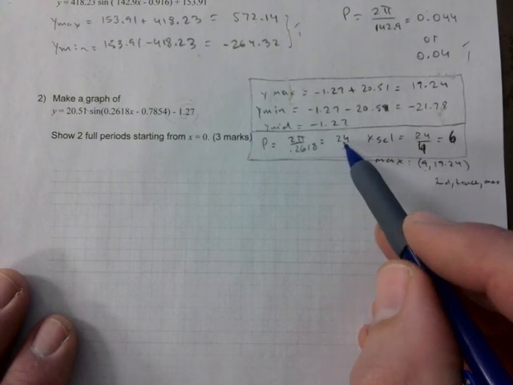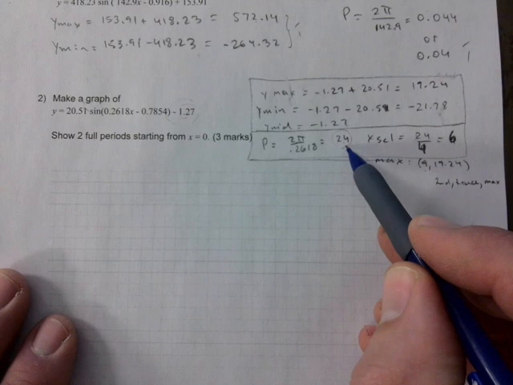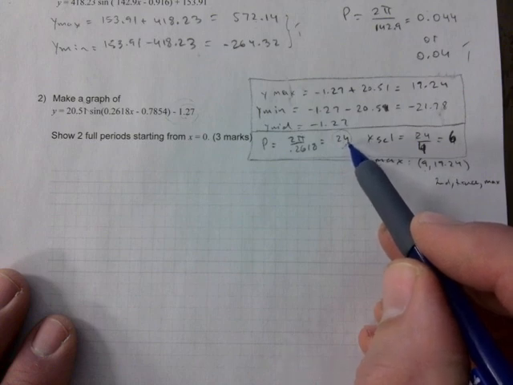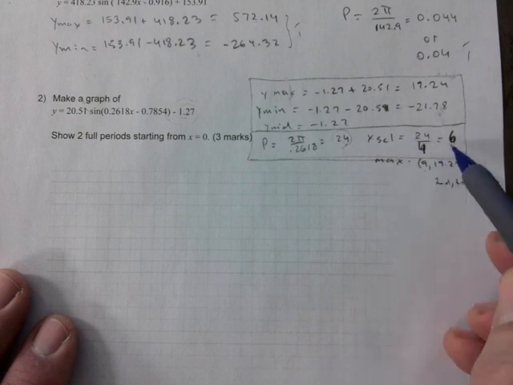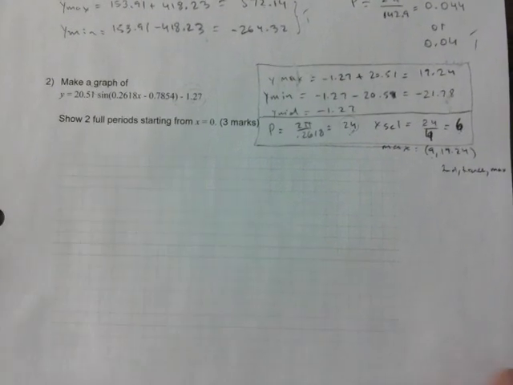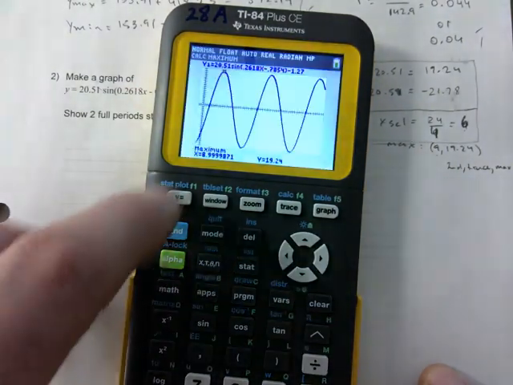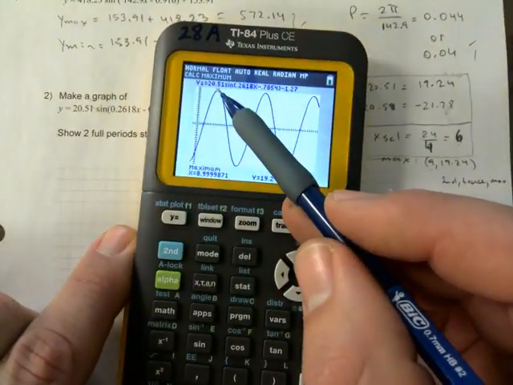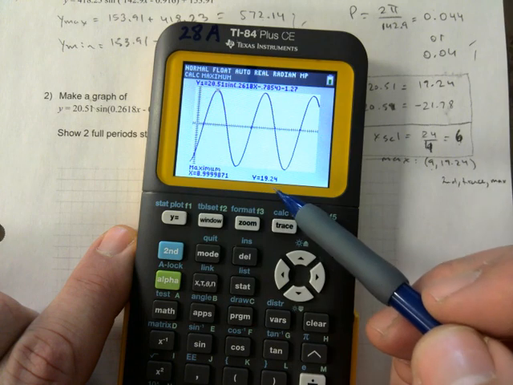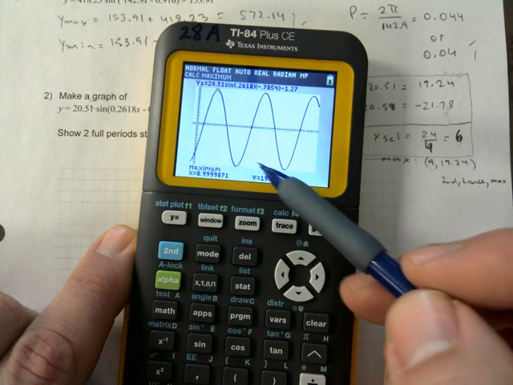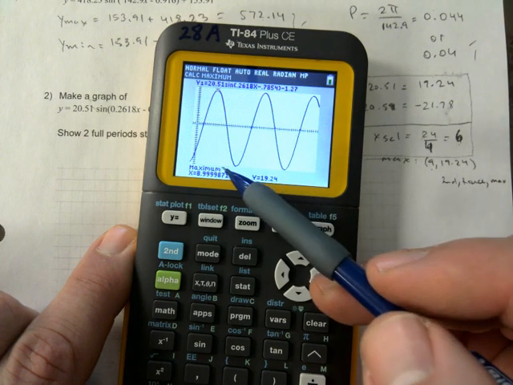I figured out my period was 24. That is important to have on there because it's going to help you with your window settings. And the x scale is 6. So now I'm ready to graph. Oh, and I found my first maximum. I graphed it, and I found that one right there, and that was 19.24, which is what we expected.